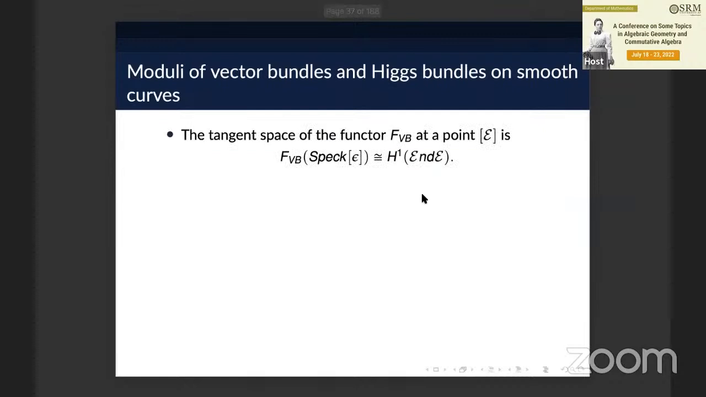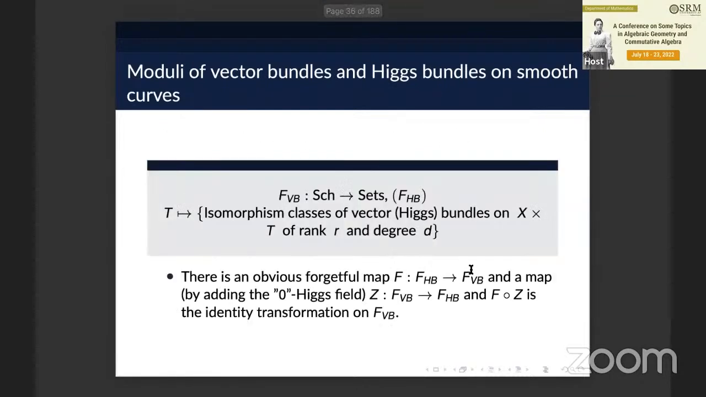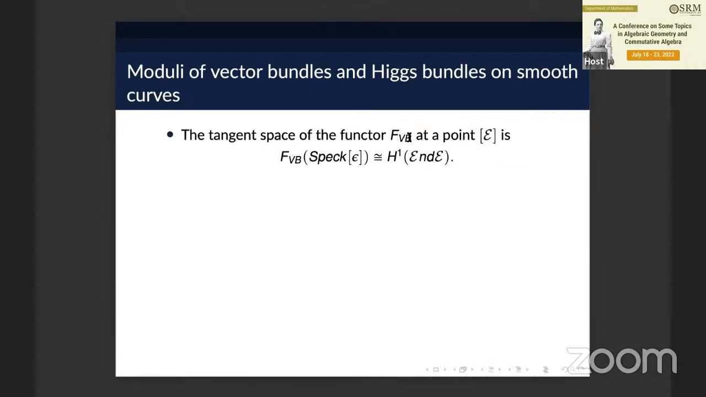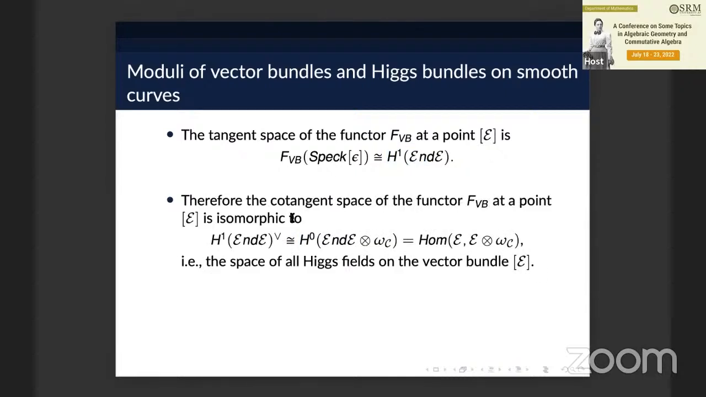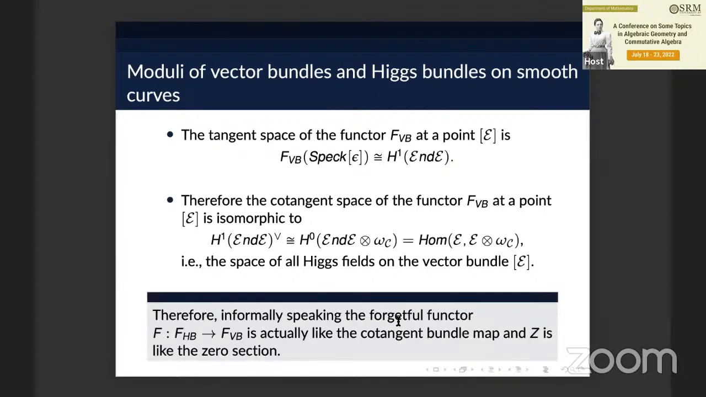Okay, to check that, we have to compute the tangent space of this functor. So the tangent space of the functor FVB at a point E is all Spec K[epsilon]-valued points of this functor, which can be shown to be H1 of End of E. Therefore, the cotangent space of the functor FVB at a point E is isomorphic to the dual of this vector space, which is all Higgs fields on the given bundle. So, informally speaking, for the forgetful functor, if you fix a vector bundle, the fiber is the cotangent space at that given vector bundle. So it is actually like the cotangent bundle map, and Z is the zero section.